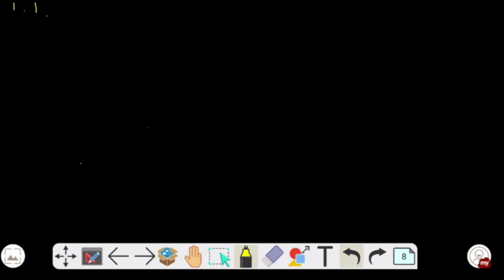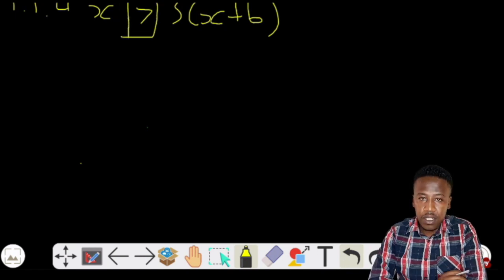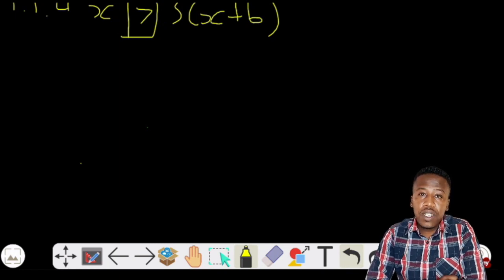The next question is 1.1.4. So this one is x squared is greater than 3 into x plus 6. Now in this case, as you can see, we have an inequality sign between our expressions, meaning we are dealing with a quadratic inequality.